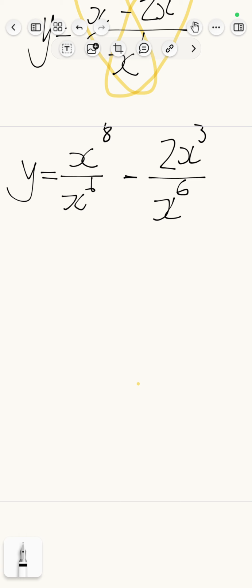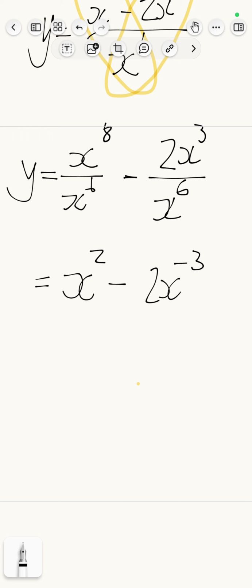Okay, so I know my second exponential law tells me if my bases are the same and I'm dividing, I'm going to subtract exponents. So this first term is going to become x to the power of 8 minus 6, which gives me a 2 as an exponent, minus 2x to the power of 3 minus 6, and that's going to give me a minus 3.